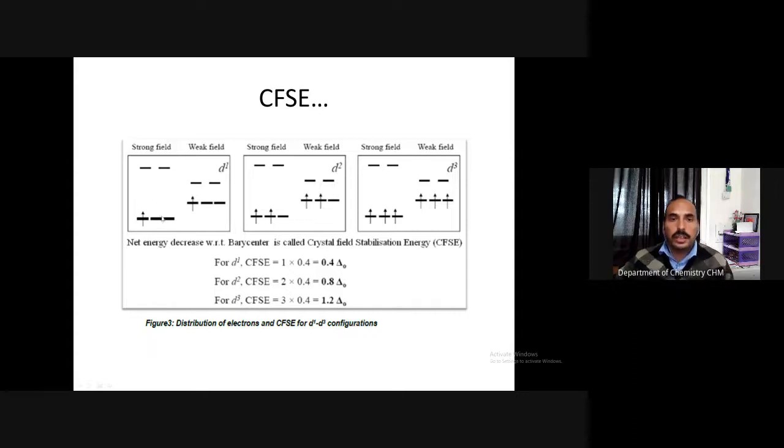See, crystal field splitting energy will vary with every ligand, it will always vary. Crystal field stabilization energy will always remain minus 0.4. If it is a D2 system, it will always be minus 0.8 delta O because there are two electrons, 2 into minus 0.4. D3 case, always minus 1.2 delta O because there are 3 electrons, so 3 into minus 0.4, right? So we can see that a D3 system has more negative CFSE, so a D3 system is going to be more stable compared to a D2, compared to a D1 system. Wherever you see more crystal field stabilization energy, you can always correlate it with the stability of the complex.